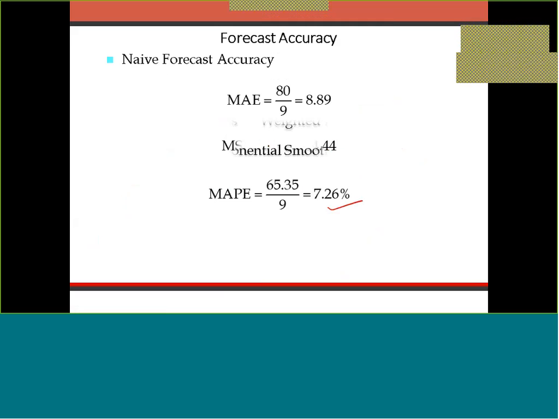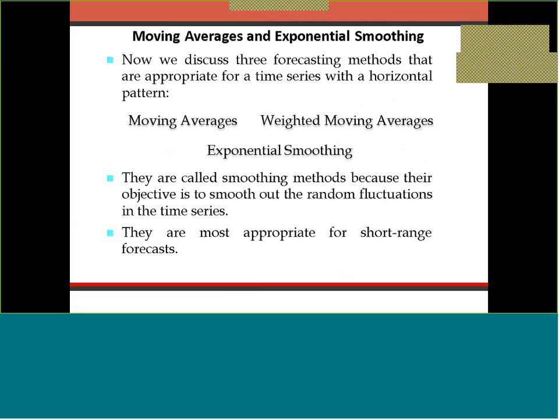Okay. So we'll move to the moving averages and exponential smoothing methods. So far we have discussed naive forecast method. Next we will discuss moving averages method, weighted moving averages method, and exponential smoothing method. So three more forecasting methods we are going to use for a horizontal pattern.